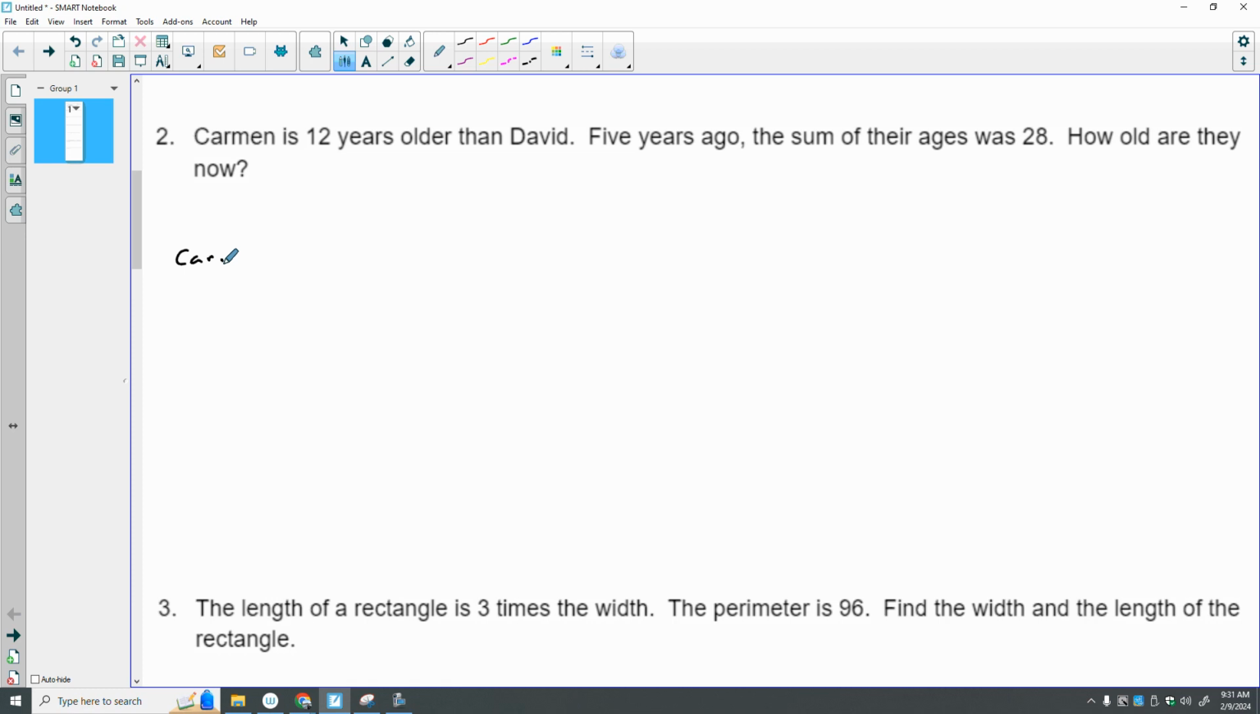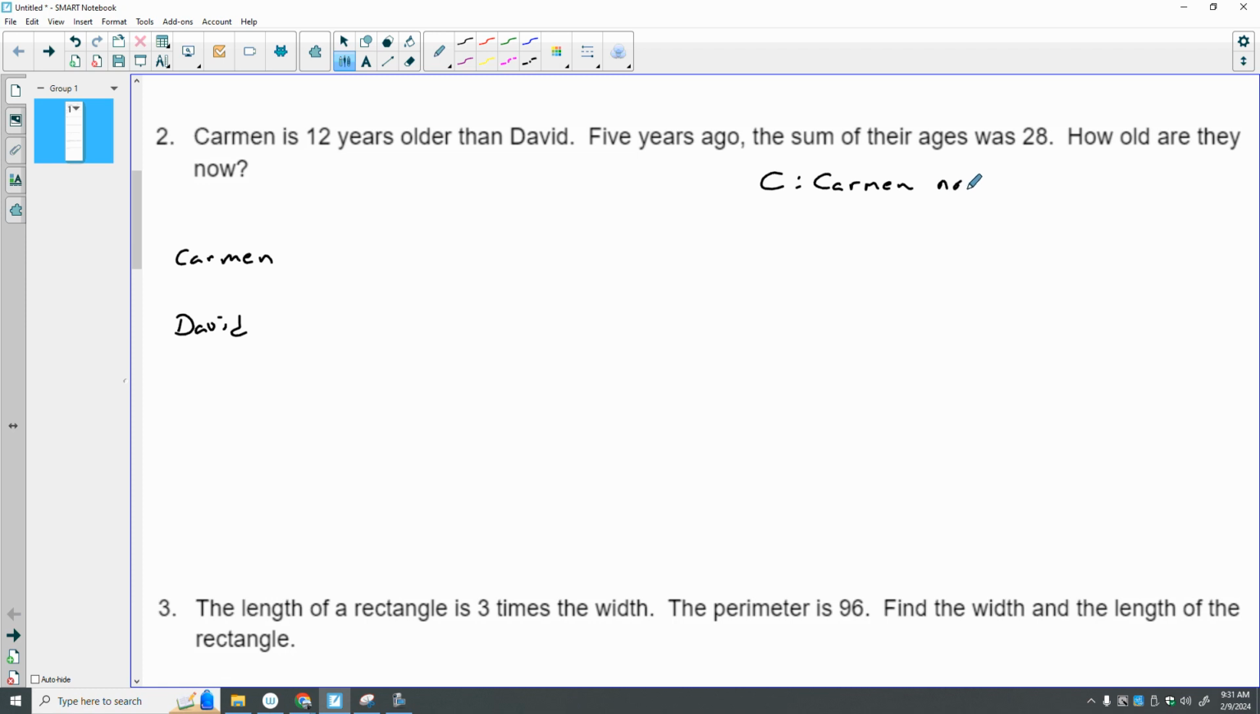Okay. As I read the problem, I have two people. I have Carmen and David. I have two options. I can make C Carmen's age or D David's age, or just make it an X and call it something. So I'm going to use C, and I'm going to call C Carmen's age now.